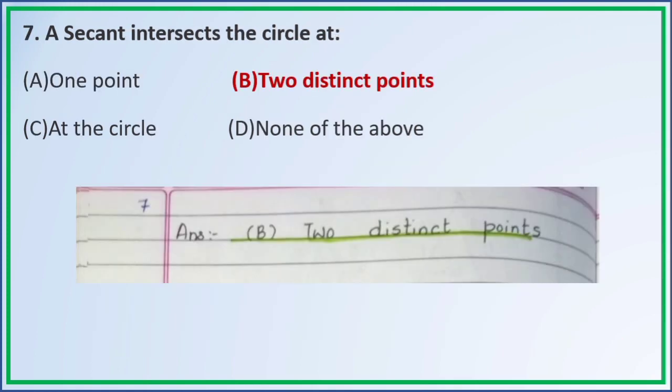A secant intersects the circle at, we know that a secant is a line which passes through the circle at two distinct points. Therefore, the correct answer is option B, two distinct points. Secant is a line that intersects the circle at how many points? It intersects the circle at two distinct points.